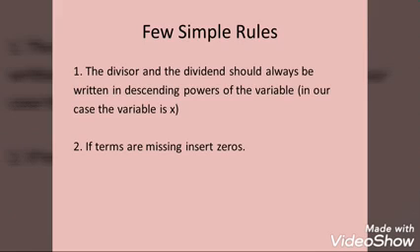There are a few simple rules that you need to be aware of. The divisor and the dividend should always be written in descending powers of the variable. In our case, that variable is x. If there are terms missing, you will need to insert zeros. Let's have a look at an example of this.